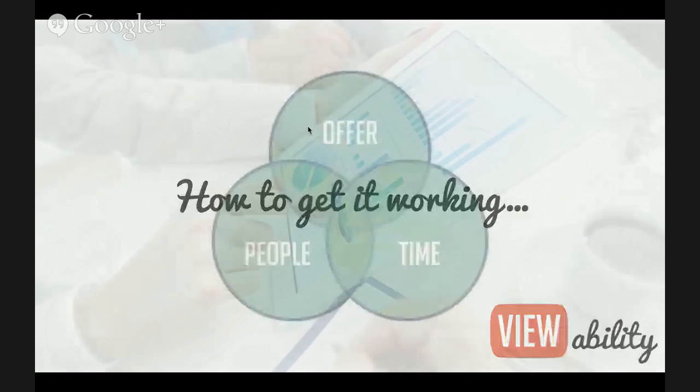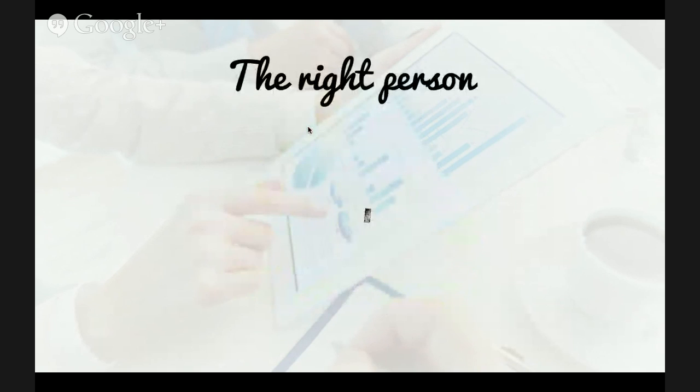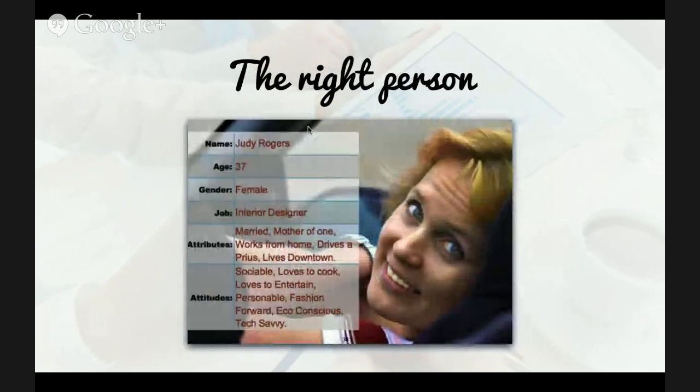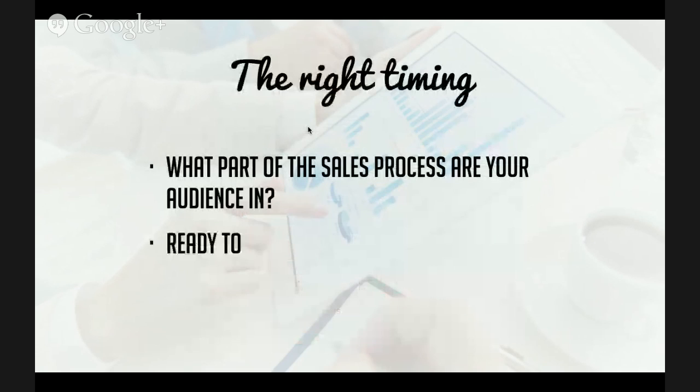So here's how to get it working. Here's the nitty-gritty. Of course, we talked about the 3 principles earlier in terms of the people, the offer, and the time as well. If we look at the right person, I would say take a screenshot of this if you're watching this video right now. This is kind of like finding the right person, so identifying all the different attributes and the attitudes of each different person. But you also want to make sure that you get in front of them at the right time. So think about when they're ready to buy and get in front of them then. If they're ready to buy, that's the perfect time to get in front of them.